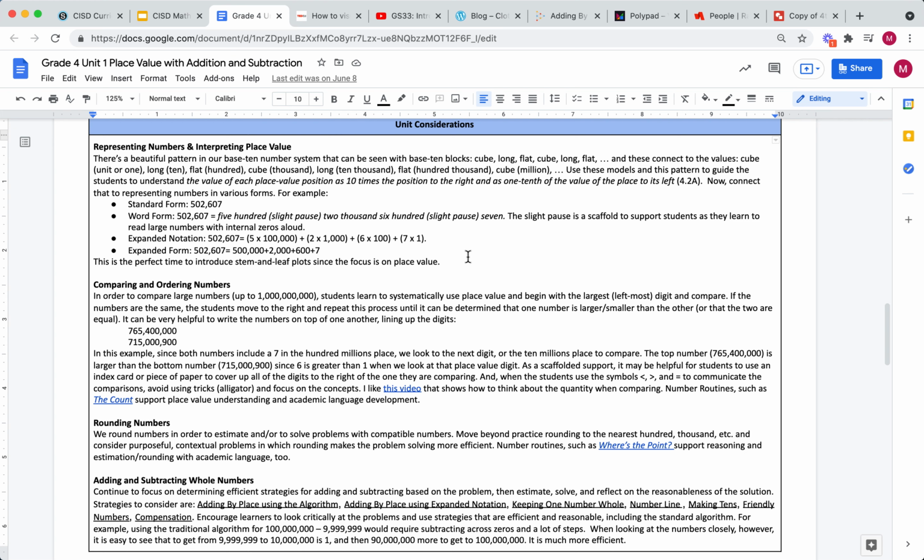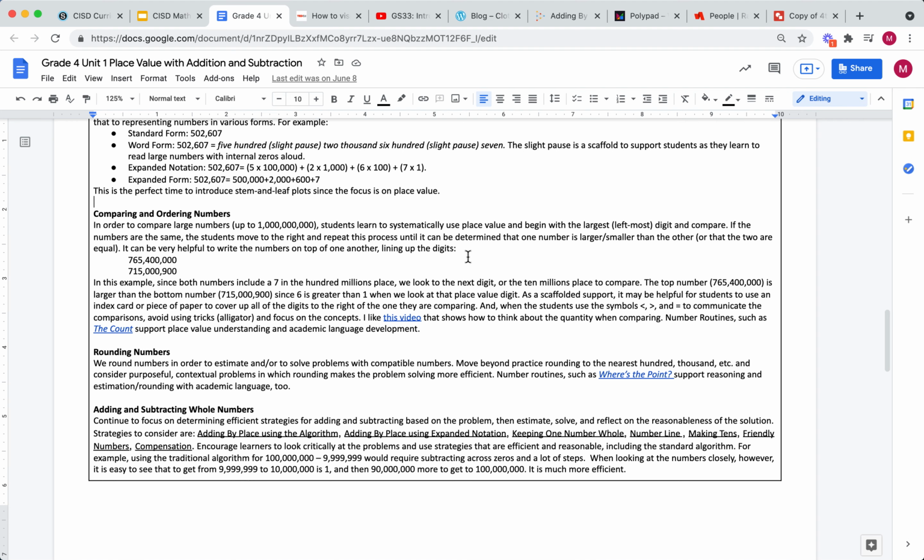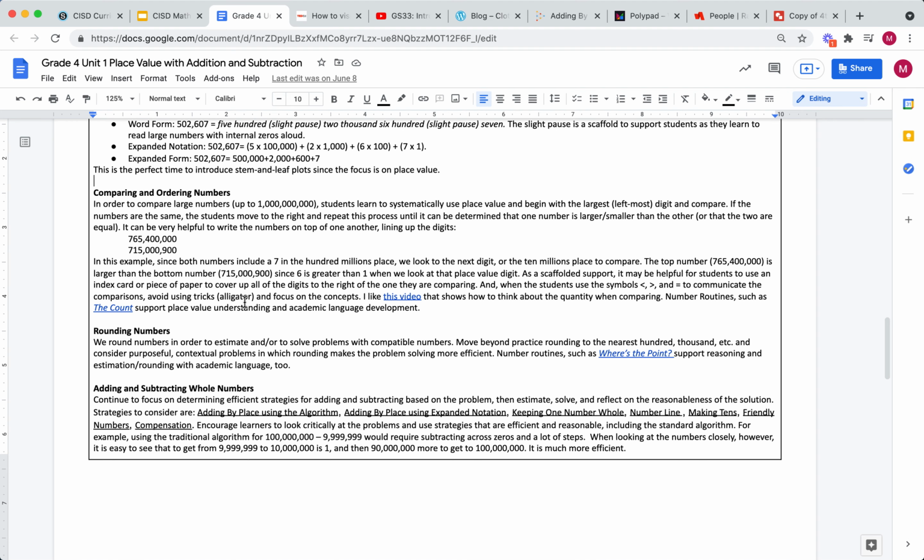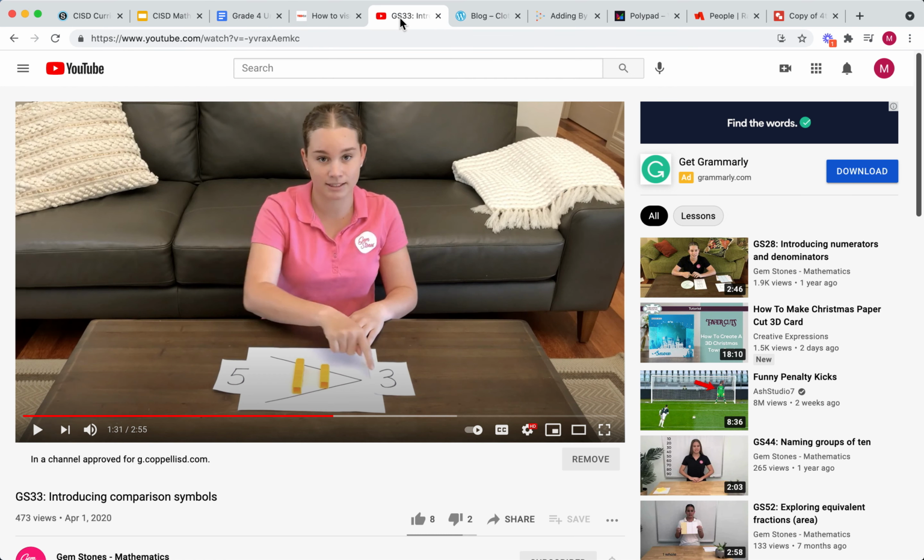The next week is about comparing and ordering numbers, and I really love using a classroom number line for this. We want to avoid using tricks and focus on quantity when we consider greater than, less than, or equal to. I really like this video, thinking about quantity. This video shows how to determine if the greater than or less than sign is pointing a certain way, and it's based on quantity. So the 5 blocks is greater than the 3 blocks.